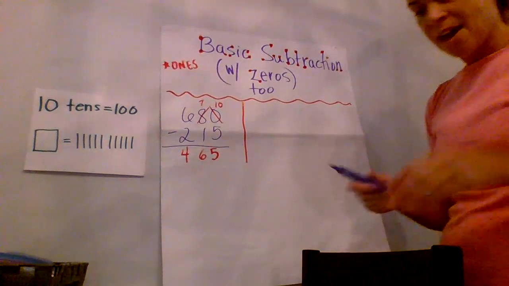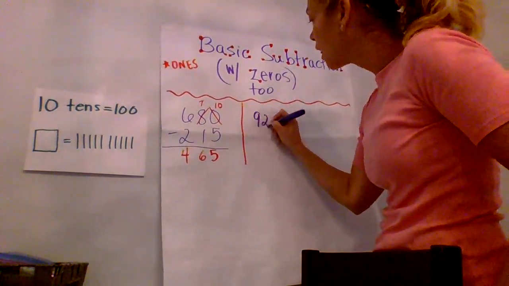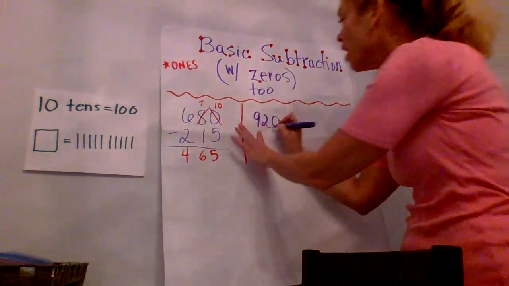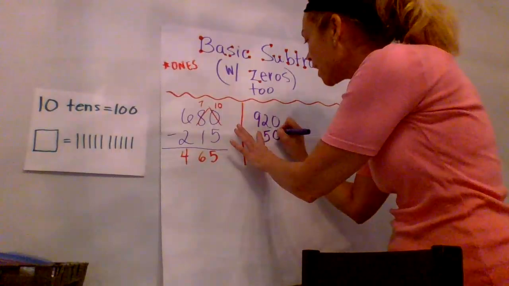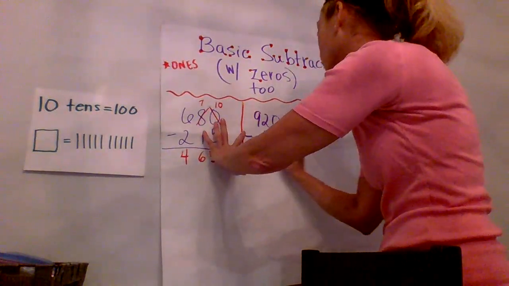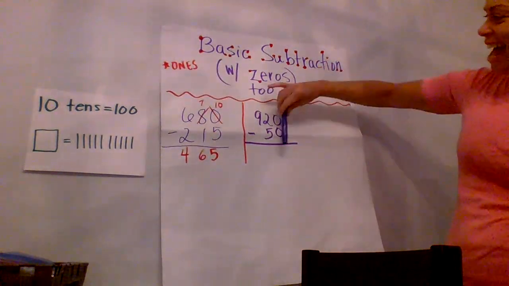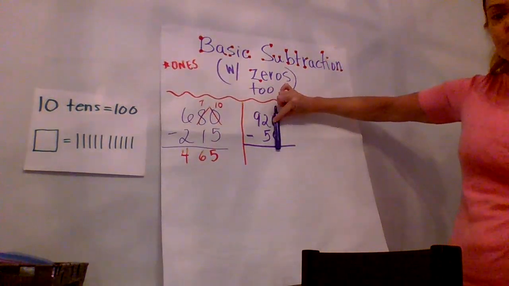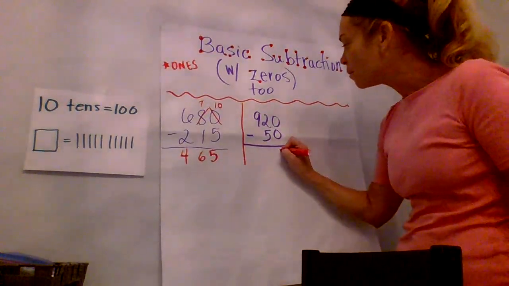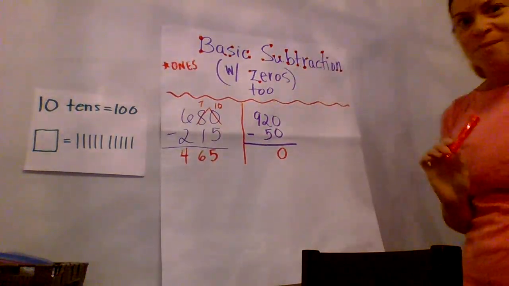Let's say I've got 920. Take away 50. Now be careful. You've got to line up your tens and ones there. Don't put 50 over in the ones place. You're going to get it wrong. Start at the ones. Here we are. We've got 0 minus 0 is 0. Line it up. Ooh, even Miss Benito went over a little bit.